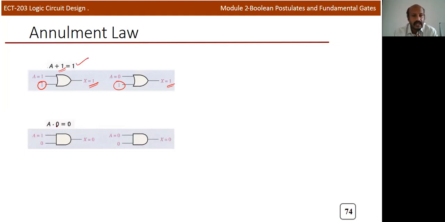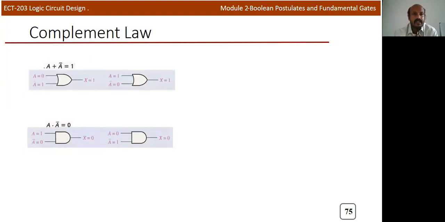Another, in the case of AND gate, if one of the inputs is 0, output is always 0. So if a is equal to 1 or 0, the output will be 0. This is another law. And another law we will discuss is the complement law. If you perform the OR operation with the complement of the variable a, that is a bar, the output will be 1. So we can prove that.